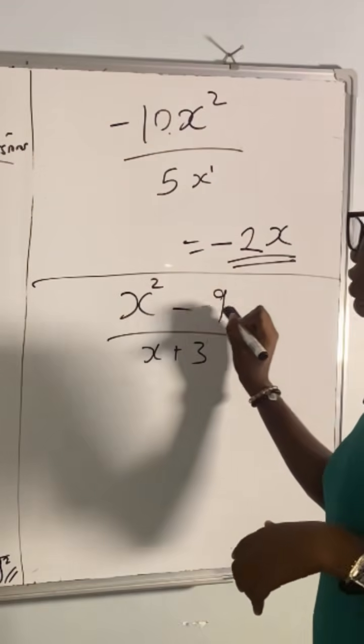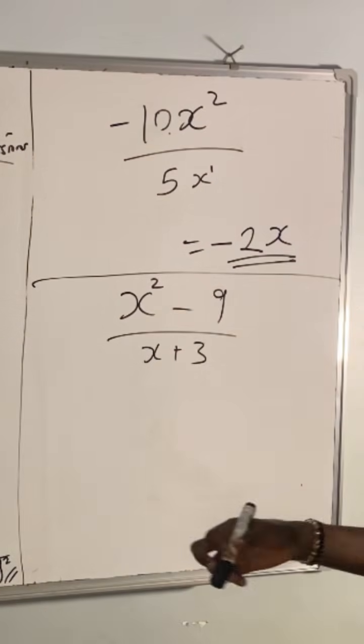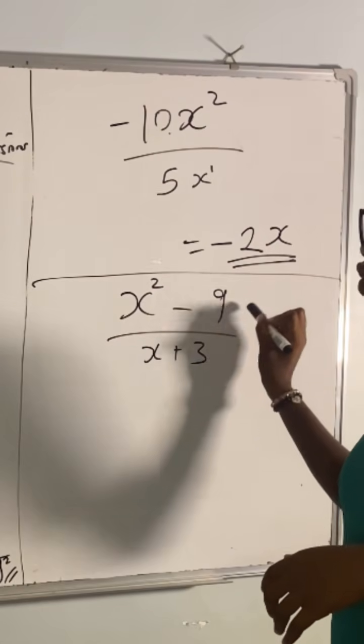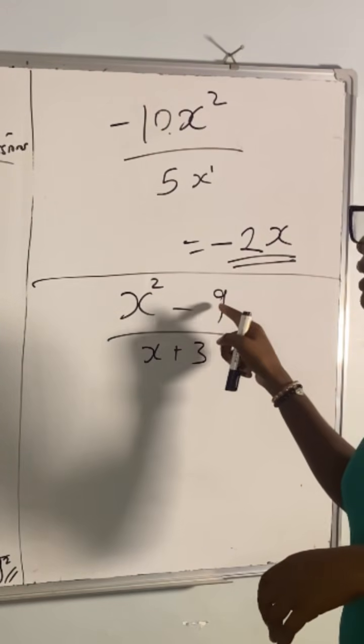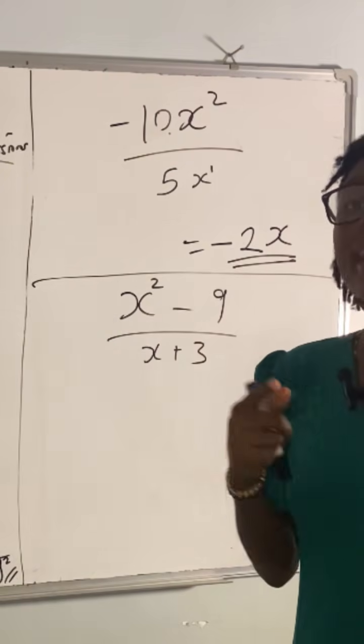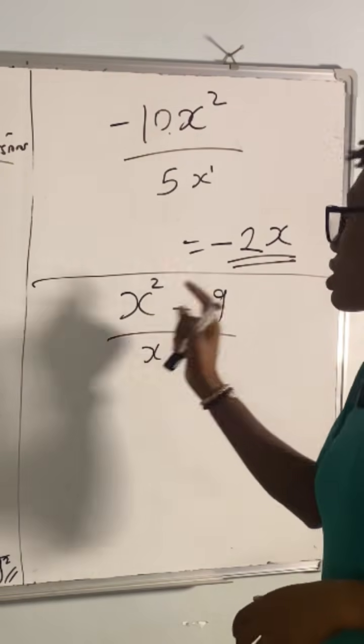is x squared minus 9. I want us to look at this: x squared is a perfect square, okay? And then 9 is also a perfect square, because we know the square root of 9, and we know the square root of x squared. So we can now use the perfect square method.